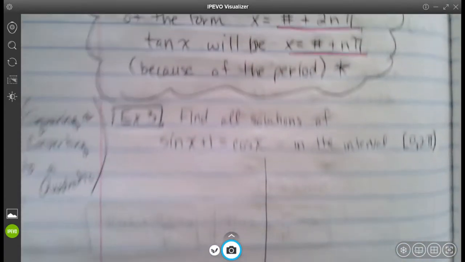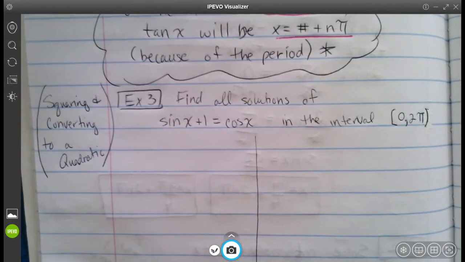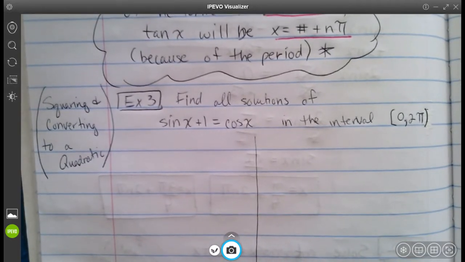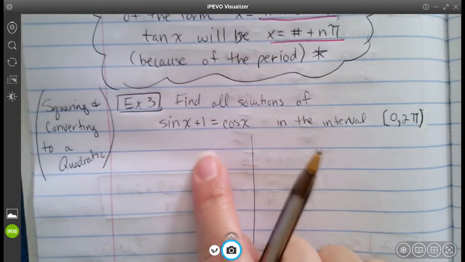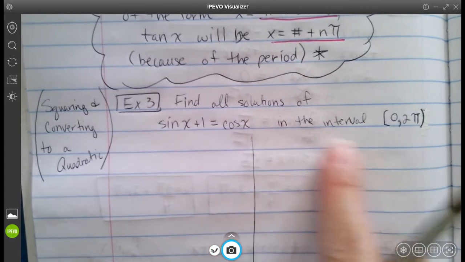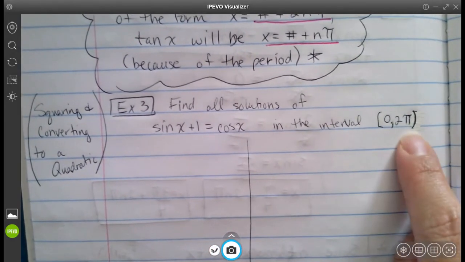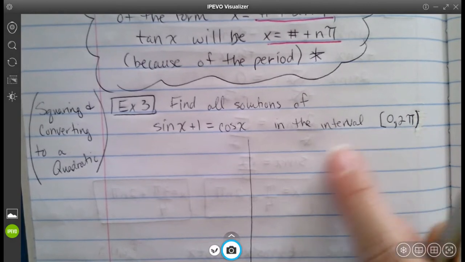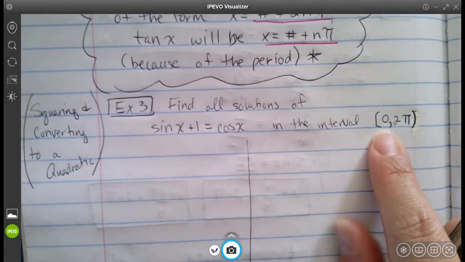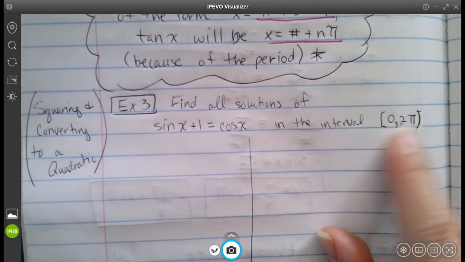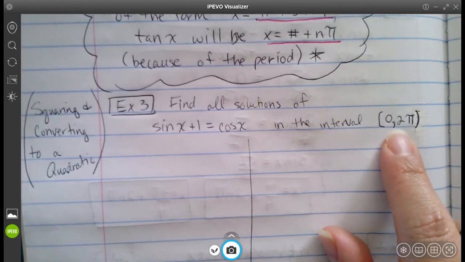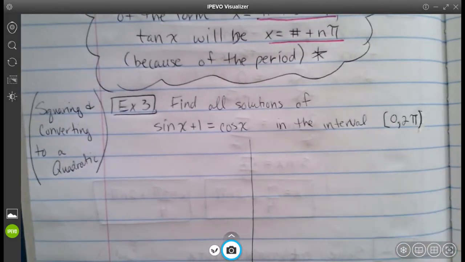So let's go ahead and look at our next example. Find all the solutions of sine of x plus 1 equals cosine of x in the interval 0 to pi. Notice that 2 pi is not included, so if we do have an answer at 0, that we get x equals 0, we're not going to include 2 pi for that, okay?